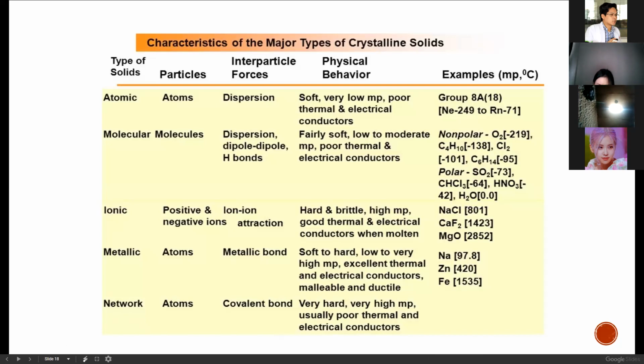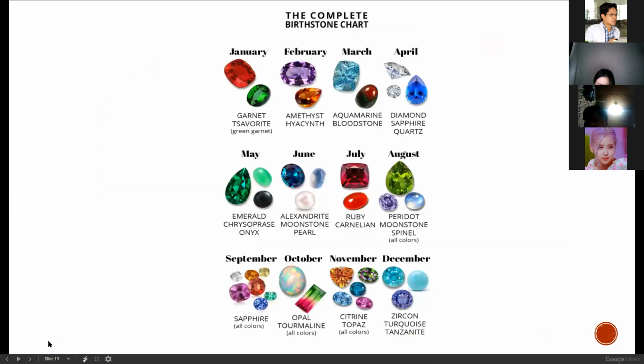These are the bonding. We'll be discussing bonding in your higher years: metallic, covalent, and ionic. These are some allotropes. Your birthstones. They are actually in various forms and they have fixed shape.